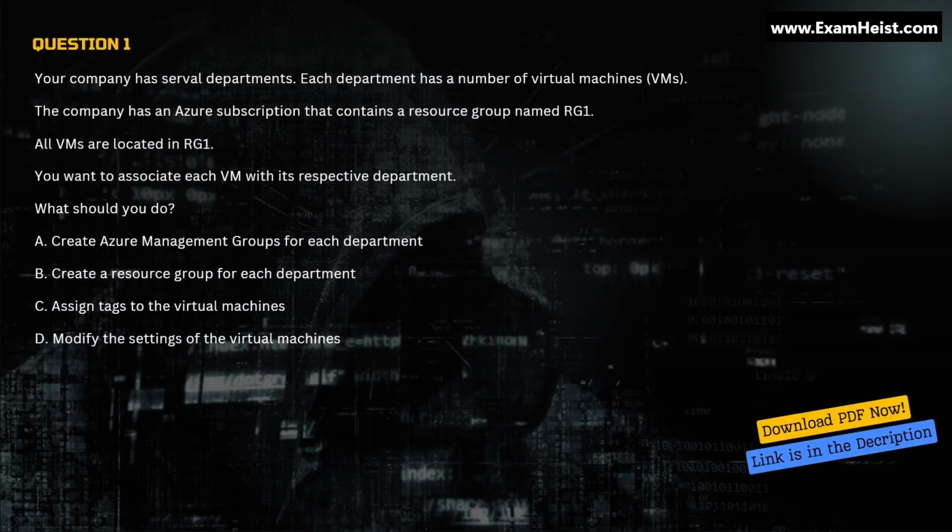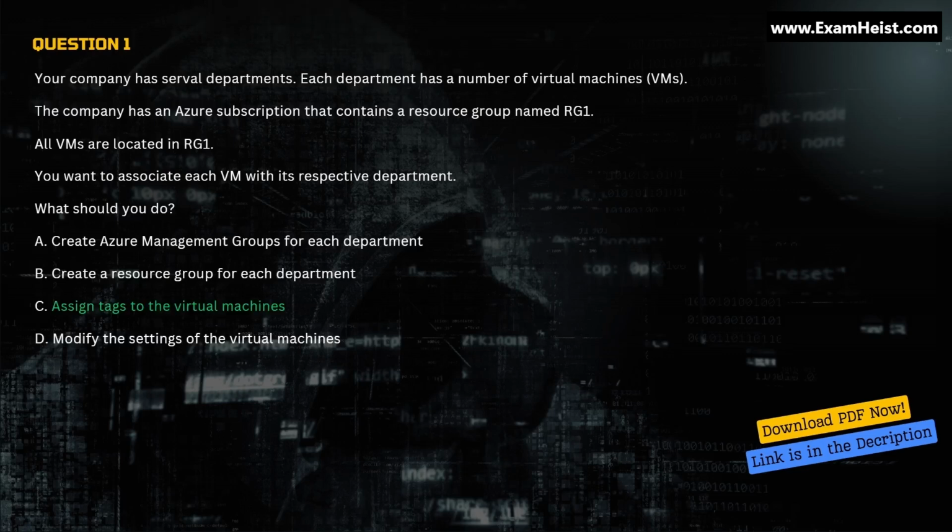Question 1. Your company has several departments. Each department has a number of virtual machines, VMs. The company has an Azure subscription that contains a resource group named RG1. All VMs are located in RG1. You want to associate each VM with its respective department. What should you do? A. Create Azure management groups for each department. B. Create a resource group for each department. C. Assign tags to the virtual machines. D. Modify the settings of the virtual machines.